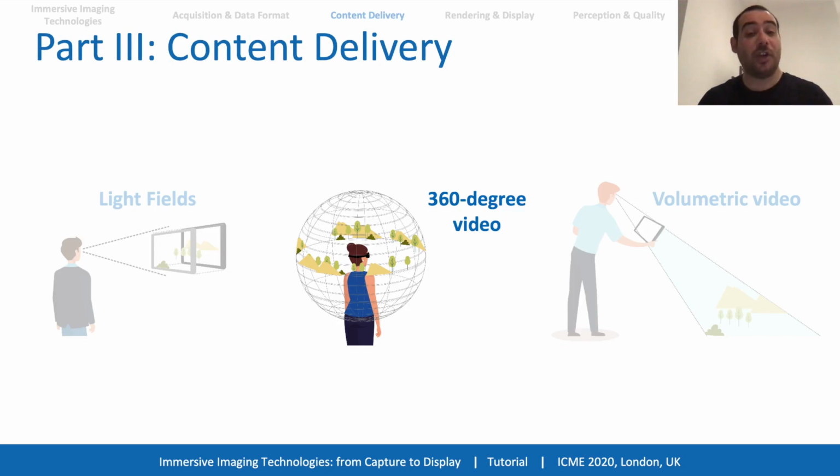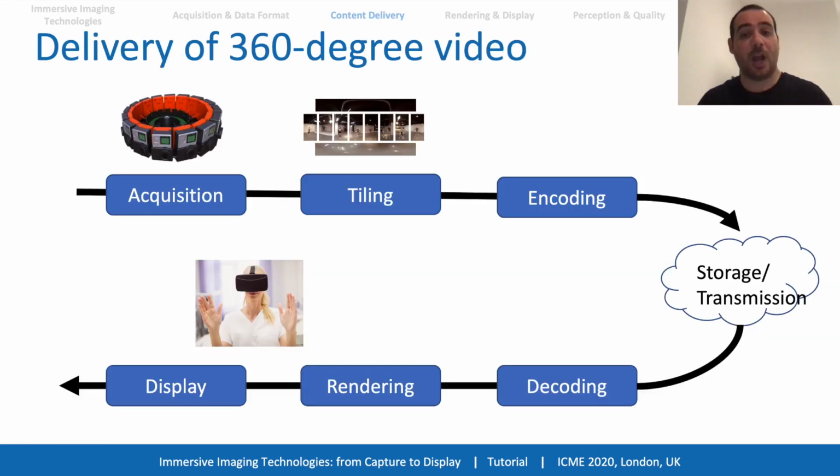The second topic is 360-degree video. In the 360-degree video delivery pipeline, the first step is acquisition, where an omnidirectional camera captures the scene. After capturing, we divide a given 360-degree video into tiles, and each tile is encoded and transmitted to the user or to the decoder side, where we can render the viewport of a head-mounted display.